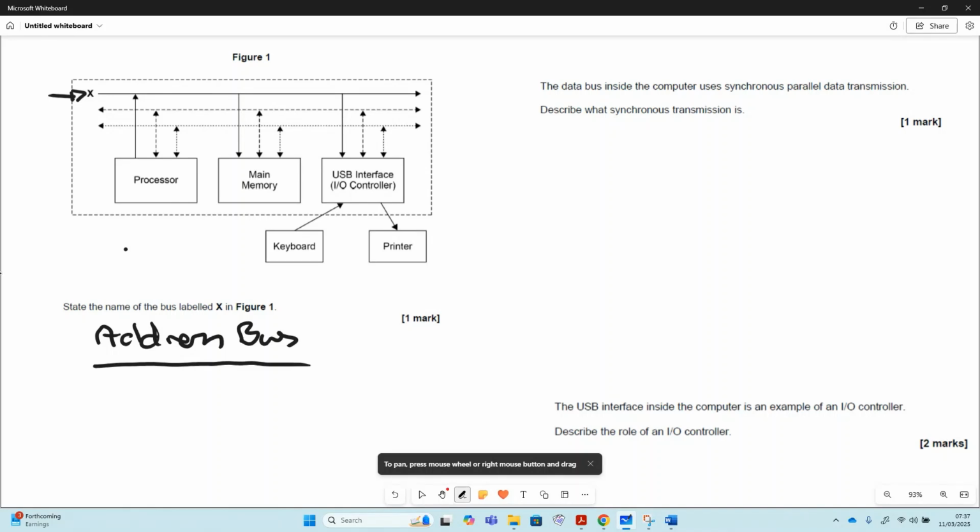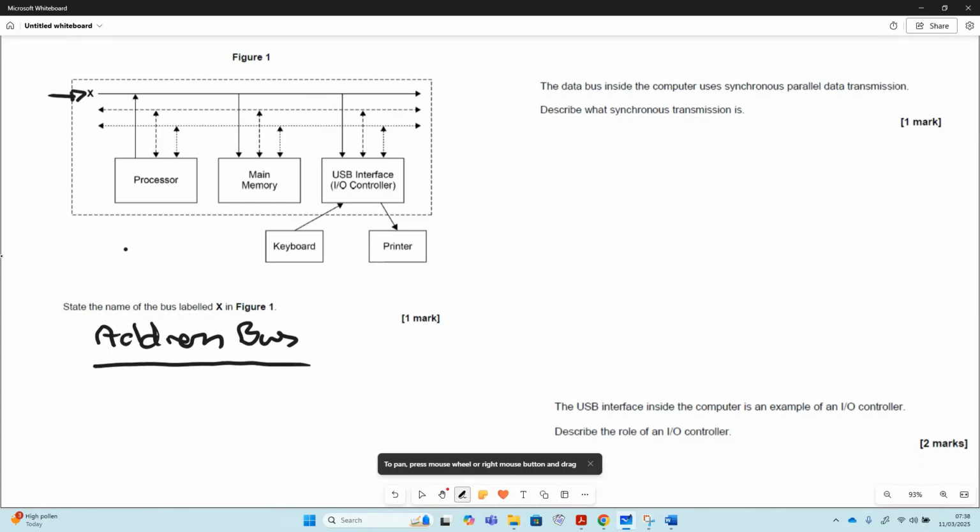So we've got a data bus which carries data, but we might need to read and write data, and we've got a control bus that takes signals from the components and uses it to control devices such as the input-output controller. So that's the address bus.